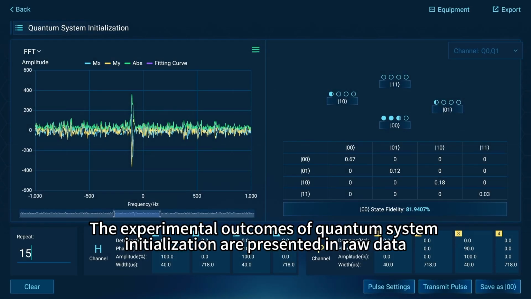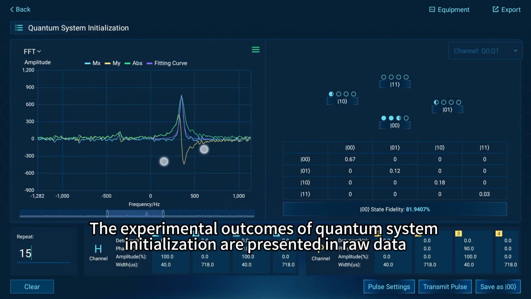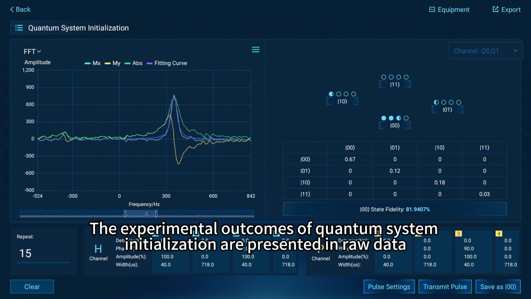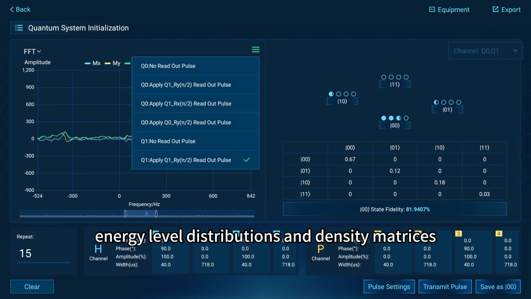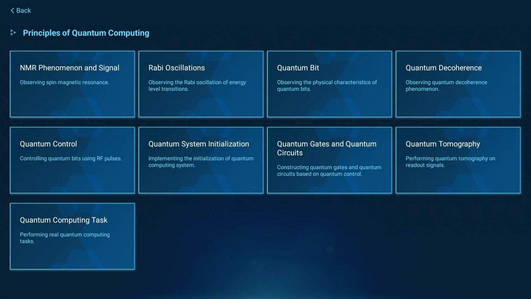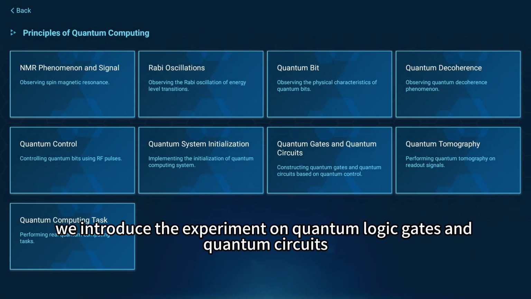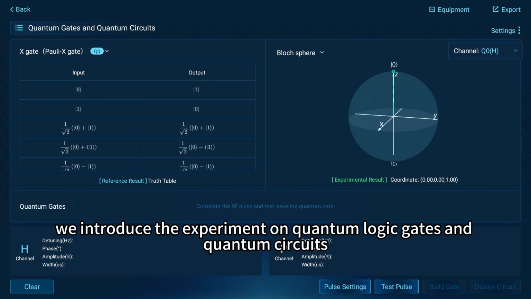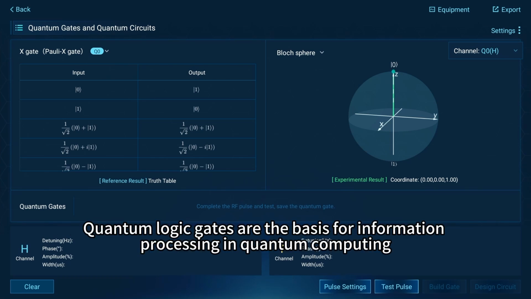The experimental outcomes of quantum system initialization are presented in raw data, energy level distributions, and density matrices. Next, we introduce the experiment on quantum logic gates and quantum circuits. Quantum logic gates are the basis for information processing in quantum computing.